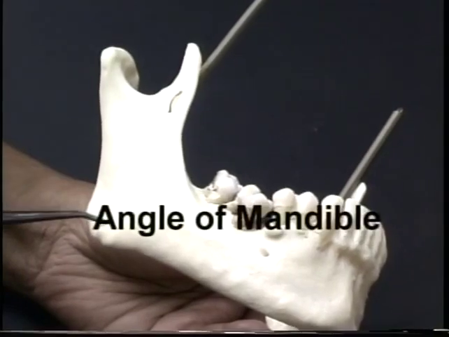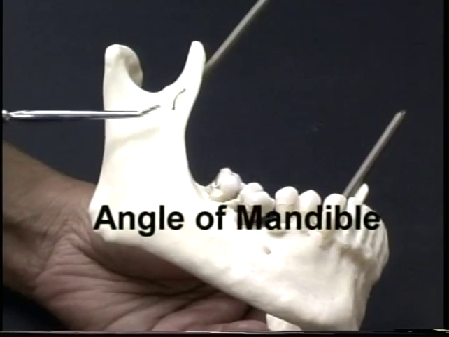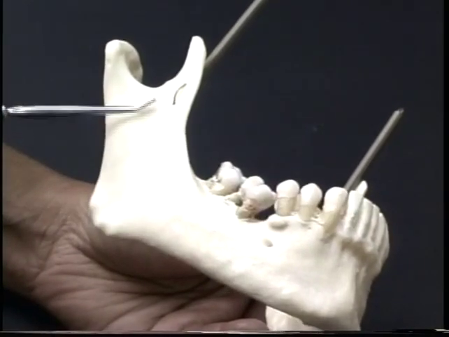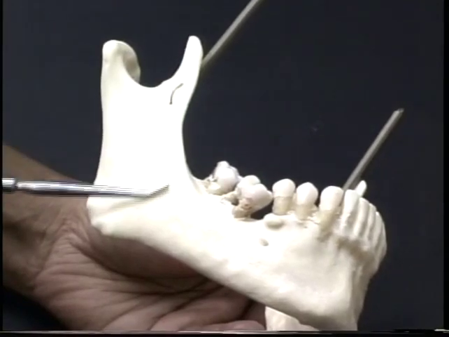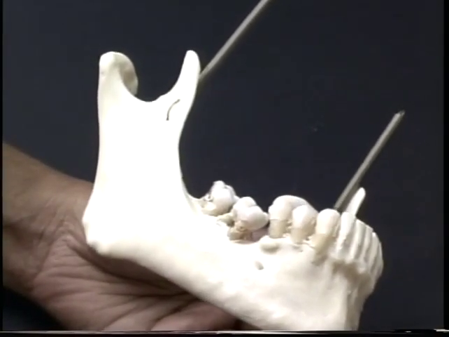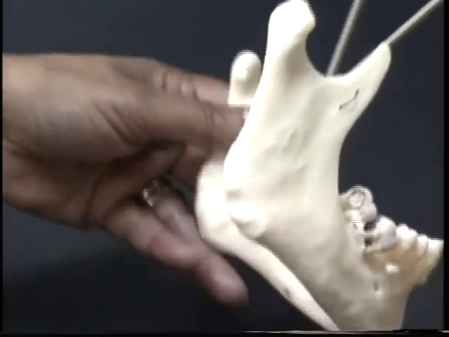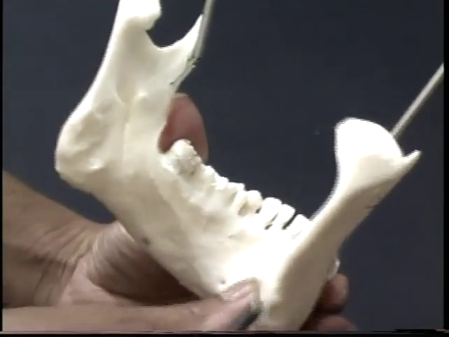This area here is known as angle of the mandible. On the surface of this ramus, there is attachment of the masseter muscle. Let's look into the internal anatomy of the mandible.